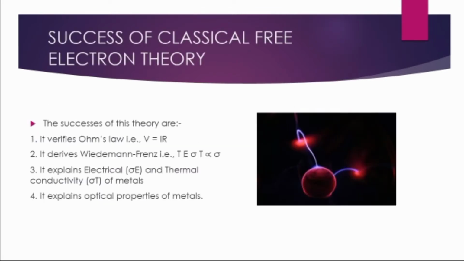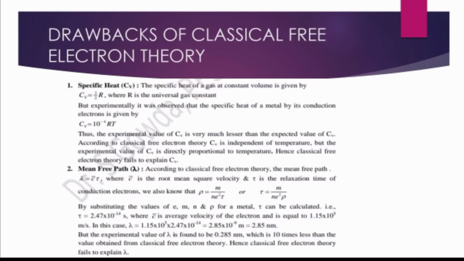Success of classical free electron theory. The successes of this theory are: it verifies Ohm's law, it derives the Wiedemann-Franz law, it explains electrical and thermal conductivity of metals, and it explains optical properties of metals. Drawbacks of classical free electron theory.